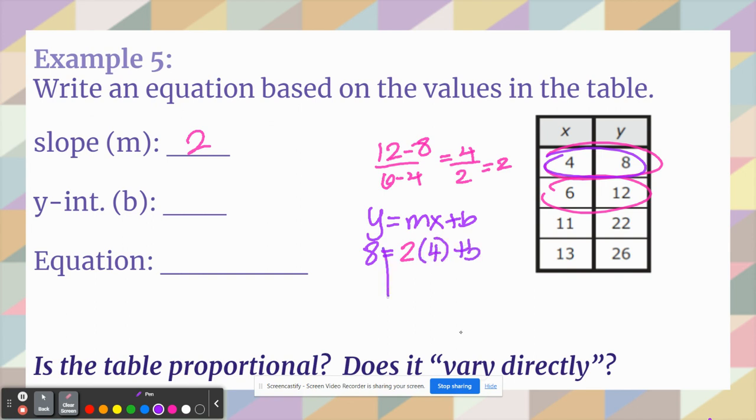So we're going to go ahead and multiply 2 times 4, and we get 8. Now to move 8 to the opposite side, we have to subtract it to make it a zero pair. What you do to one side, you do to the other. So b is alone, and 8 minus 8 is also 0. So my y-intercept is 0. So I'm ready to write my equation, y equals 2x. Again, we do not write plus 0 because it went through the origin, which means it is proportional and varies directly. So hopefully those are some good examples to help you out.